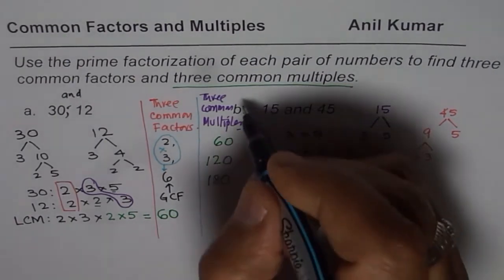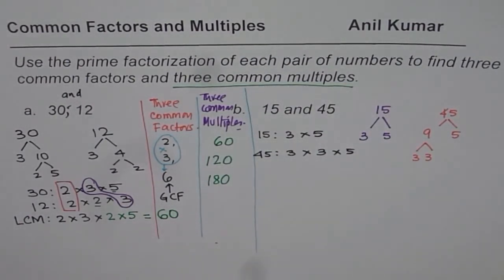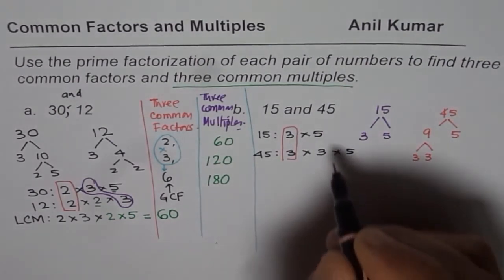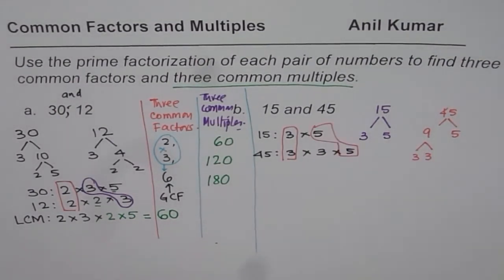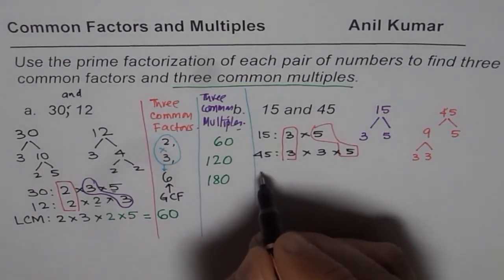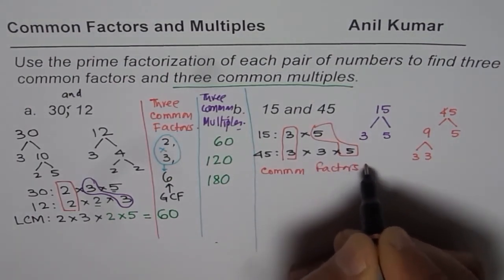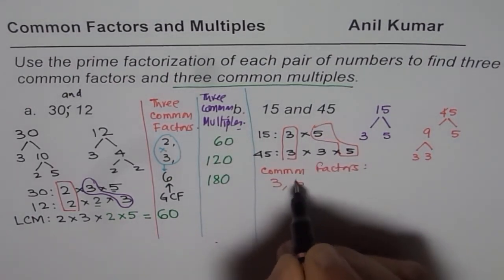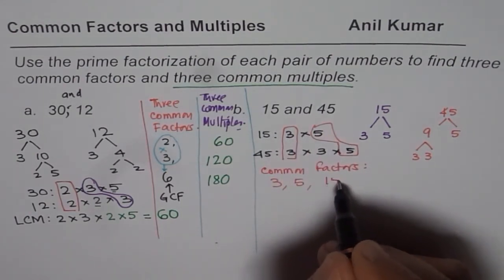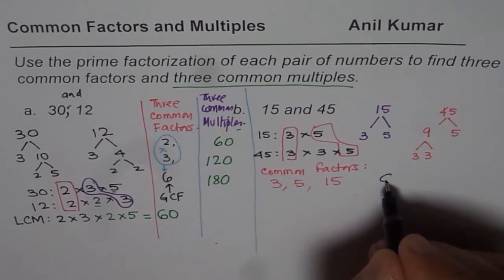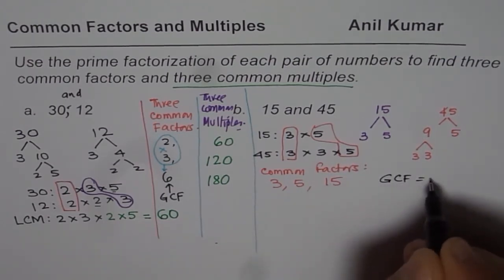Now, to find the common factors, what can we do? We can just see what is common, right? So 3's are common for us, and even 5 is common. Do you see that? So we get common factors. Let me write down the common factors now. Common factors are 3, 5, and you can multiply them: 15 itself. These are the three common factors, right? Out of which the greatest common factor is indeed 15.